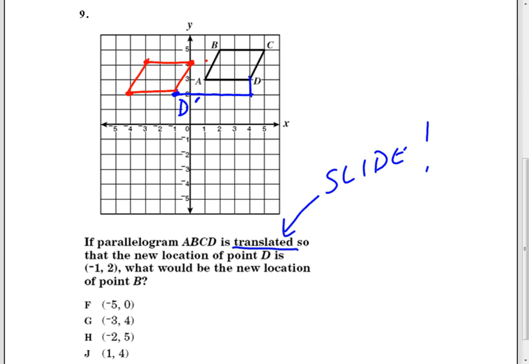What am I trying to find? Point B, that's this one over here. -3, +4. Everybody choose G. Yeah. That's B prime, that's A prime, that's C prime.